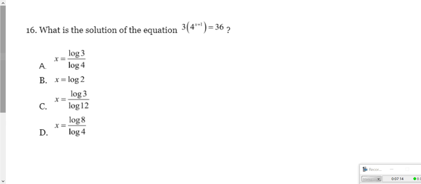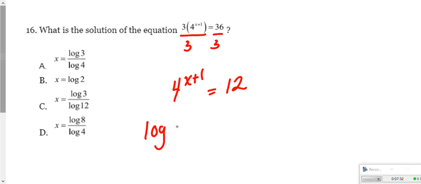Okay, and we'll do one more on this video. So question 16 said, what is the solution of this equation? So to solve, I am going to divide both sides by 3, and I'd get 4 to the x plus 1 equals 12. And then I'm going to use logs. Take a log of both sides. I'm kind of keeping an eye on my answer choices here. They all mention log base 10, so I'm going to utilize that.